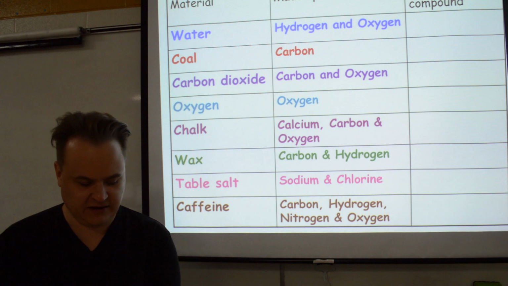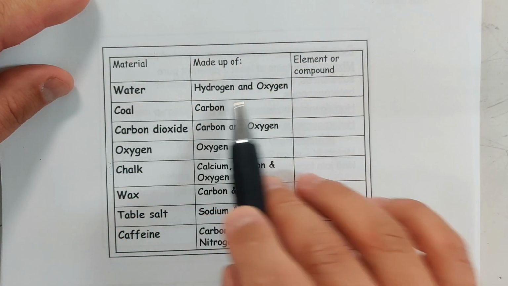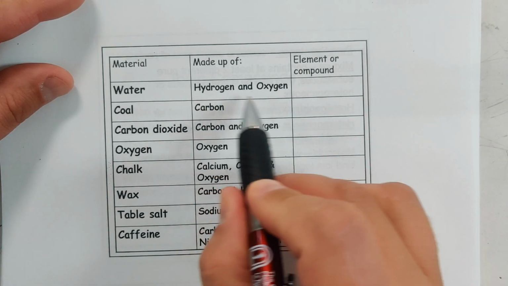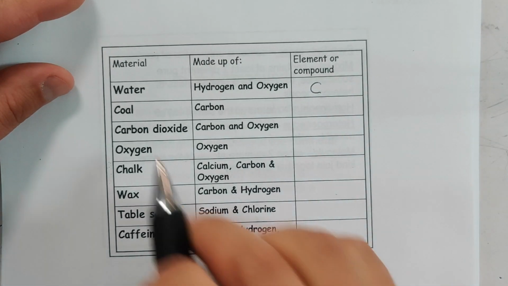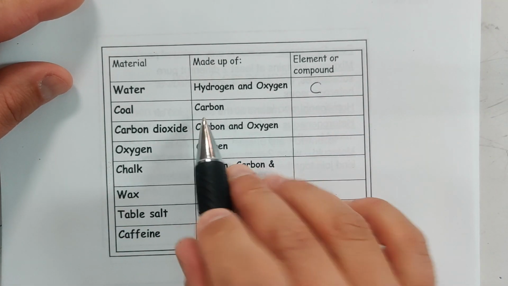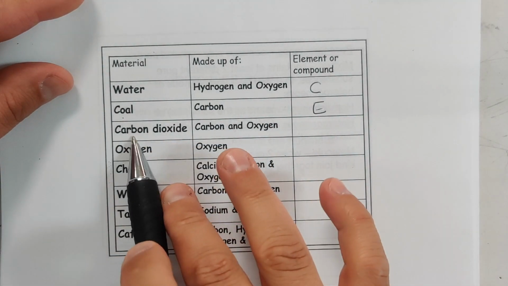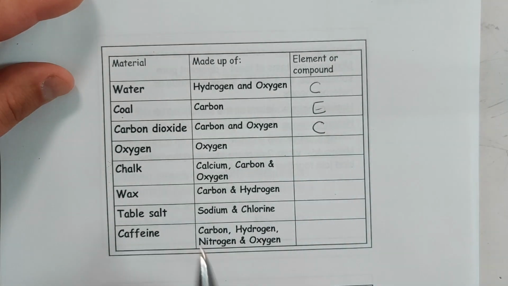So now let's take a look at this. Water is made up of hydrogen and oxygen. Is it a pure element or is it a compound? Well, since it's made up of two things, we would say it is a compound. Coal is just made out of pure carbon. That's just a pure element. It's just a fancy name for it. Carbon dioxide means there's carbon and oxygen, so that's got to be a compound.